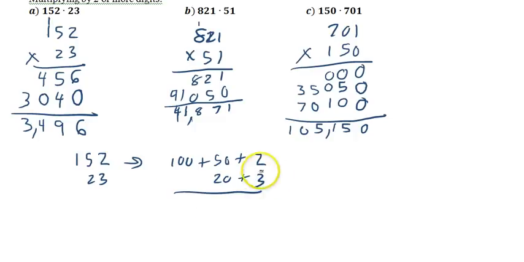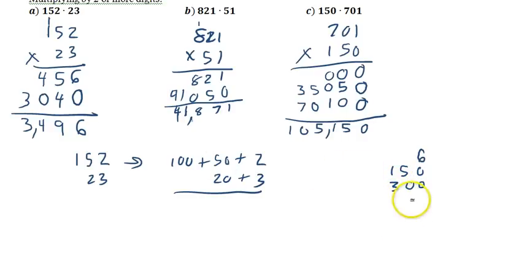Now as we multiply, we had 3 times 2. That's 6. 3 times 50. That's 150. And then 3 times 100 is 300. So you notice that little carried over 1 that we had done up here. We did 3 times 5 is 15, and then we carried the 1. That's because that 1 represents 100.